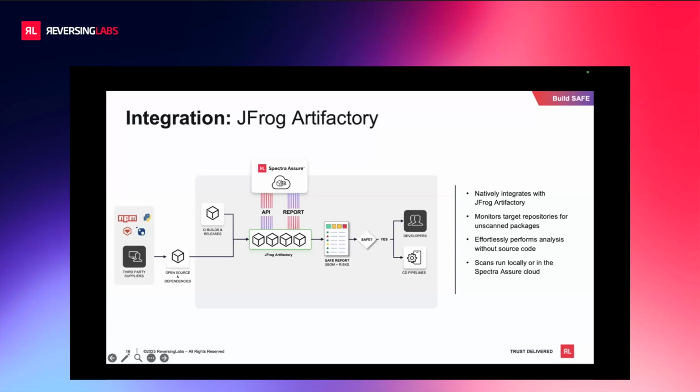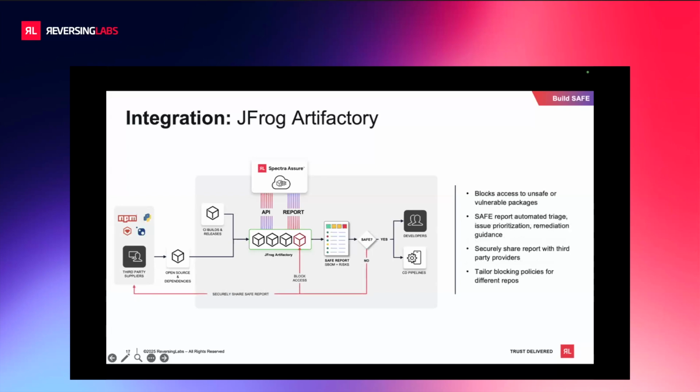But in those cases where we do find something, you can set blocking policies, right? So you can say, let's block access to any unsafe or vulnerable packages. And you can do that. We will put a little tag in the JFrog metadata itself saying this is unsafe. So the next time your pipeline or your developers try accessing it, you can't.